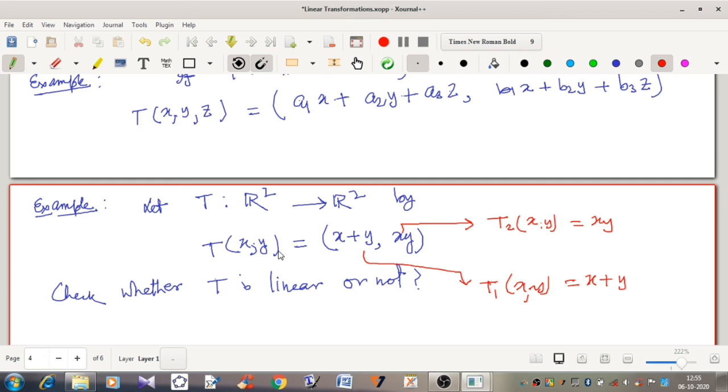Okay. So in this discussion, we saw the general form of the linear transformation from the vector space Rn to the vector space Rm with respect to their standard basis.